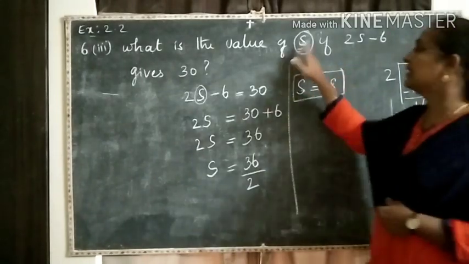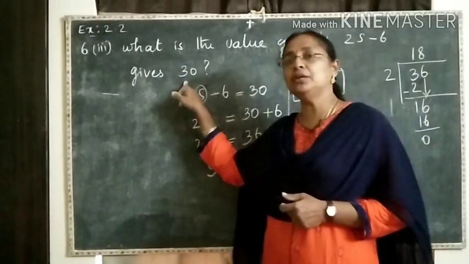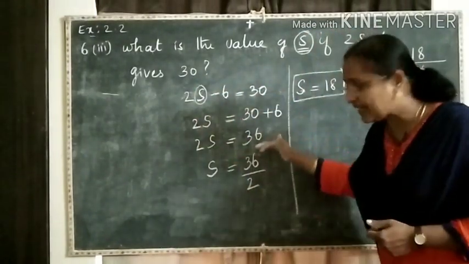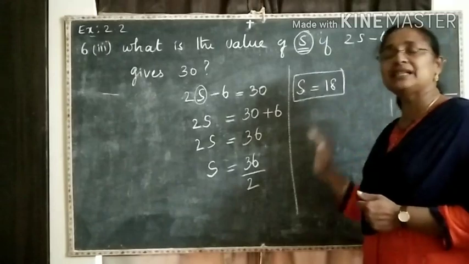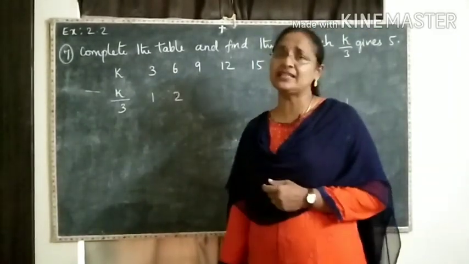Okay, so we have found the value of s if 2s minus 6 gives the value 30. So do it step by step neatly so that you won't miss any of the operations. Okay students, let's continue with the 7th sum now.